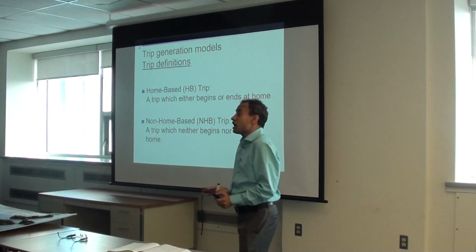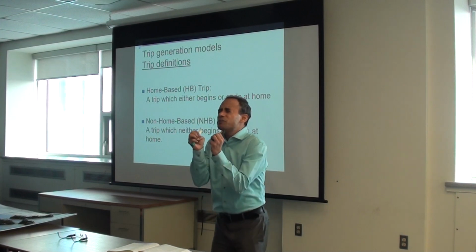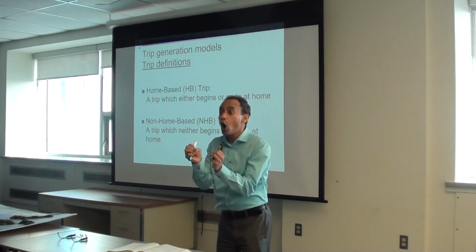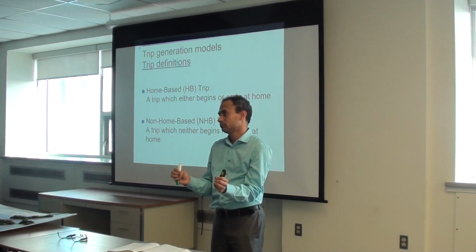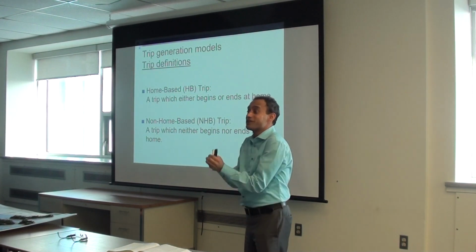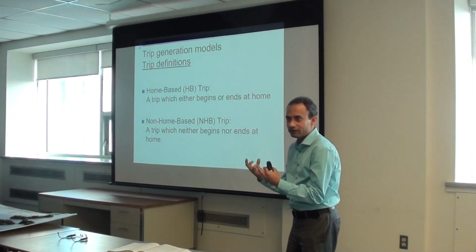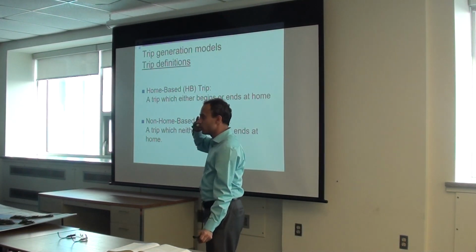So trip generation, let's start with the definition. In trip generation, it's simple. We are trying to predict the number of trips produced by each zone or the number of trips attracted by each zone. Now let's try to understand what is production and what is attraction, because that has a meaning in our modeling realm. Before that, you should also think about it this way.